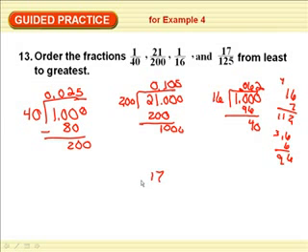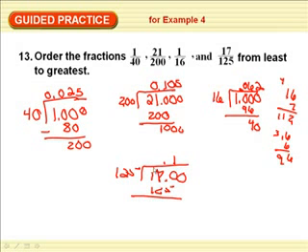Okay, 17 divided by 125. 170 goes once. 45. 125 times 4 is 500, so it's going to be 3. Okay, this one's 0.136. That's got a 1 right there.